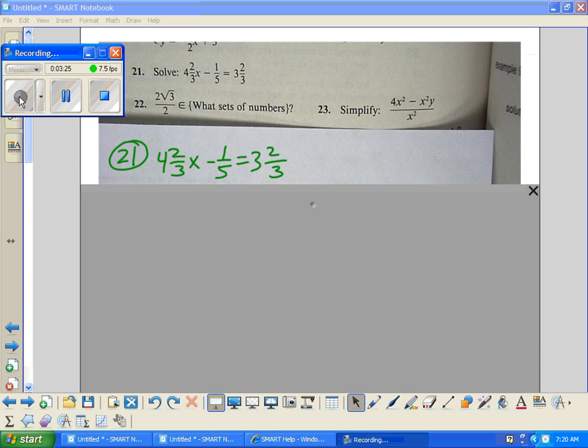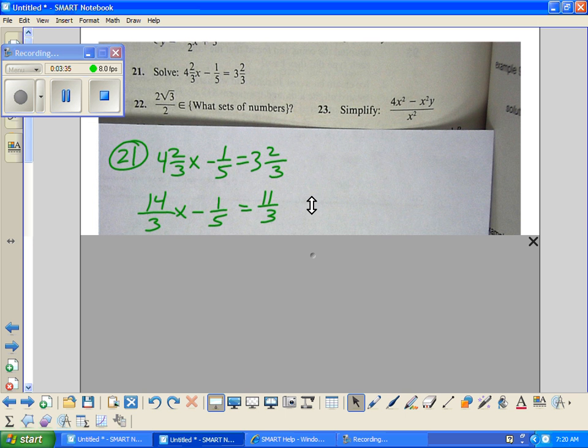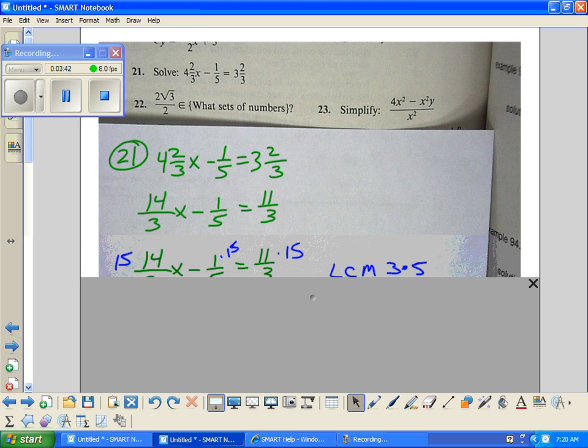So problem 21, 4 2/3 x minus 1/5 equals 3 2/3. We could do this in fractions. So the first step I would do is make them improper. Now you could add 1/5 to both sides here. But instead of doing that, I'll see that the least common multiple of the bottom numbers, 3 and 5, is 15. And I will multiply every term. 1, 2, 3 terms here. So I multiply everything on both sides by 15.